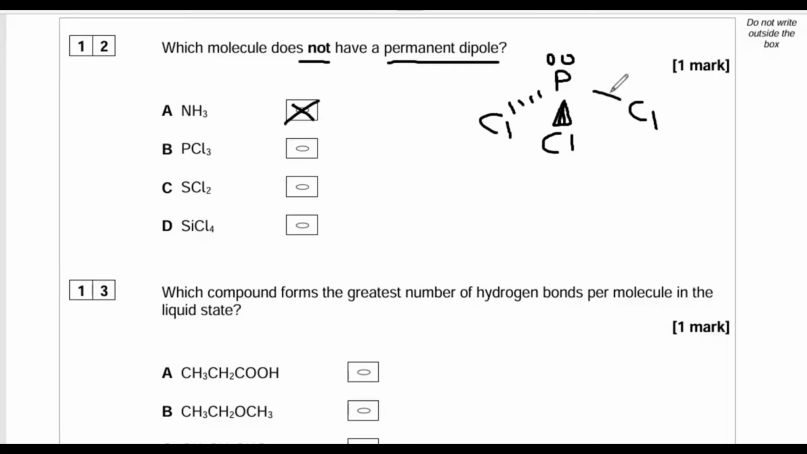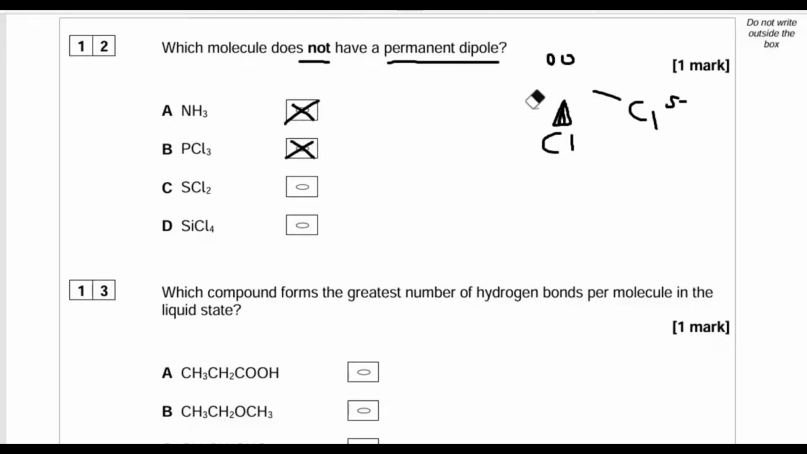So it's not a symmetrical molecule, and this is going to be delta positive in each of these bonds compared to that, because the chlorine is more negative than the phosphorus atom. There's going to be a permanent dipole because they don't cancel each other out. So let's get rid of that.